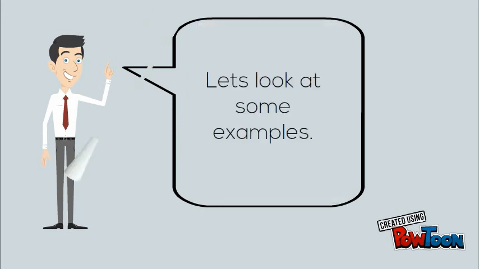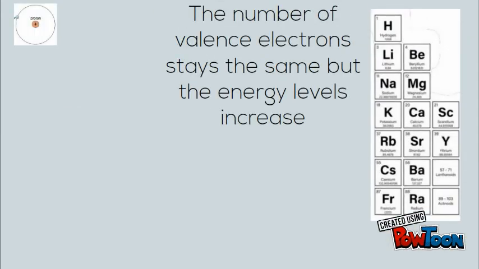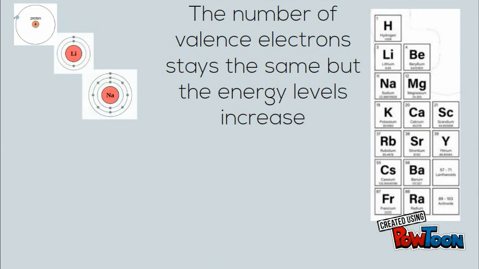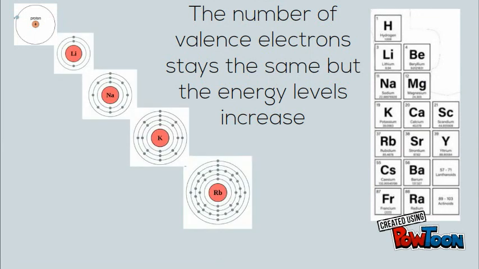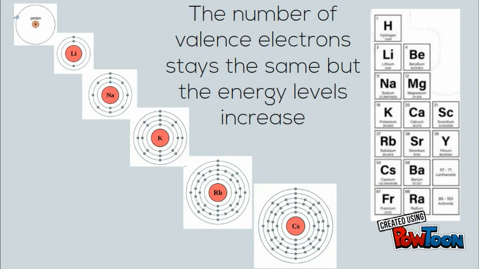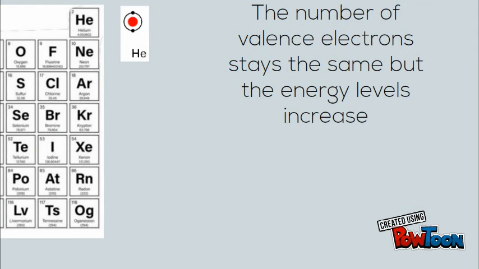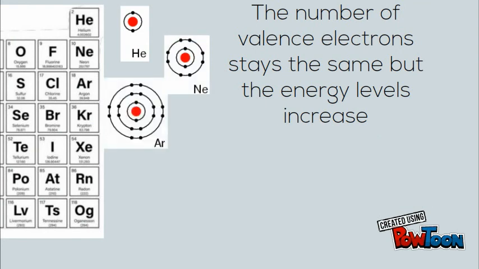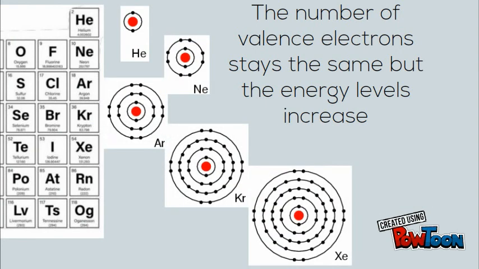So let's look at some examples of these. The number of valence electrons stays the same, but the energy level increases by 1 every time you go down a row. It's the same on the left as it is on the right. The number of valence electrons stays the same, but the energy level increases.